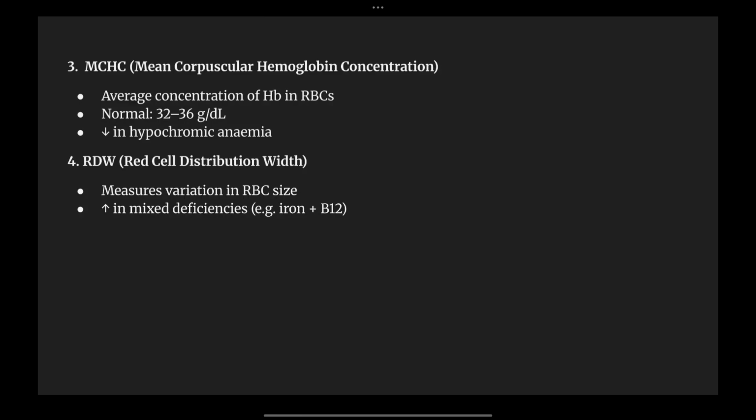RDW, red cell distribution width. Now it determines the variation in the size of the RBCs. It can be increased in mixed deficiencies of iron or vitamin B12 deficiencies.